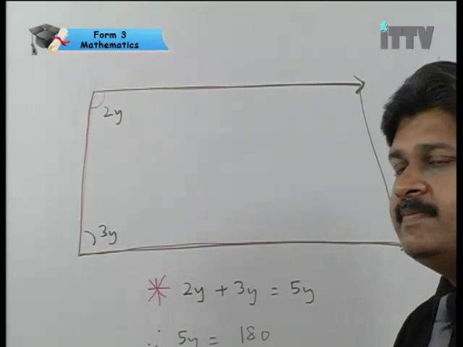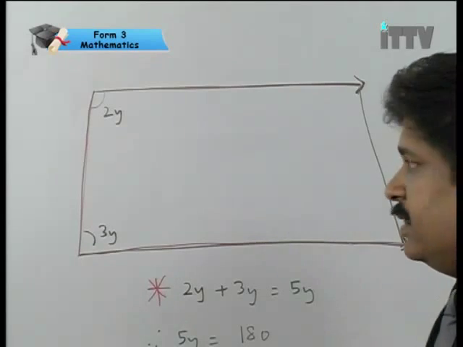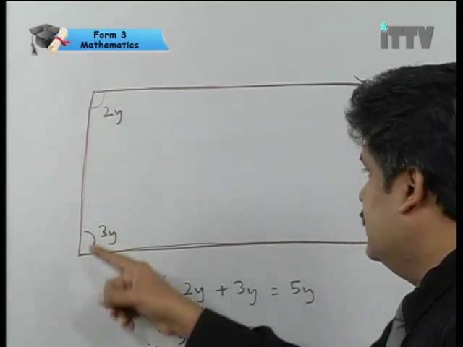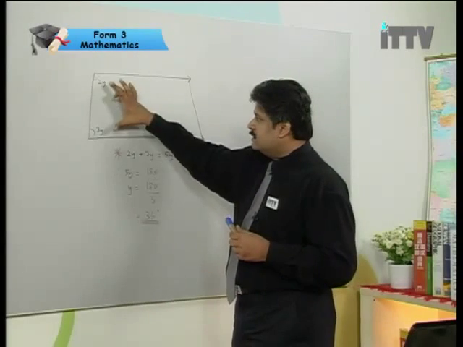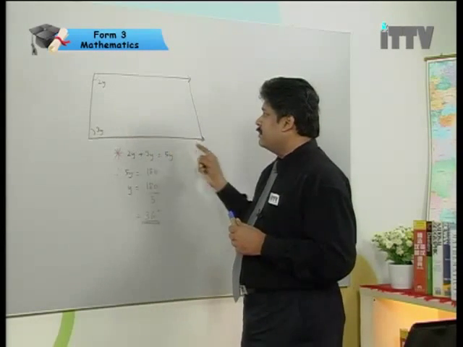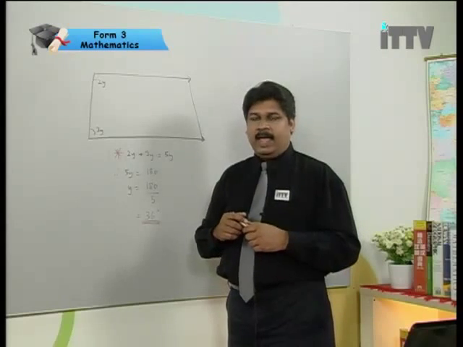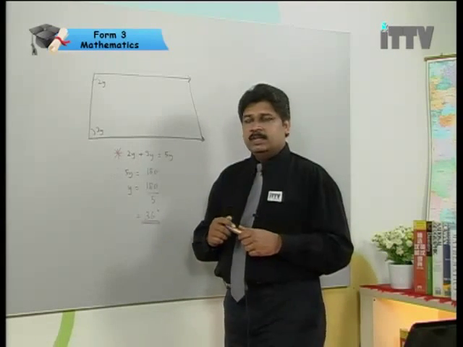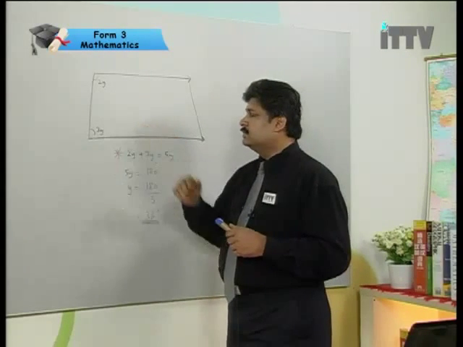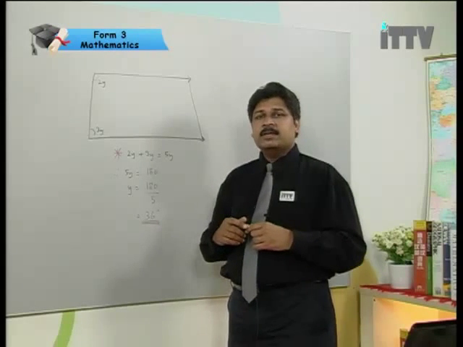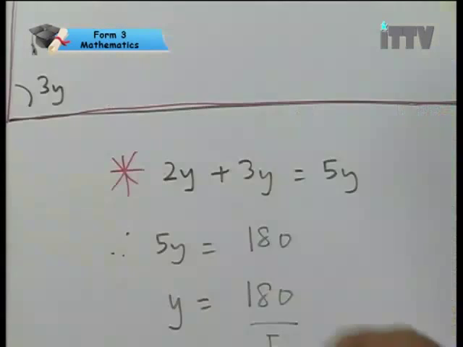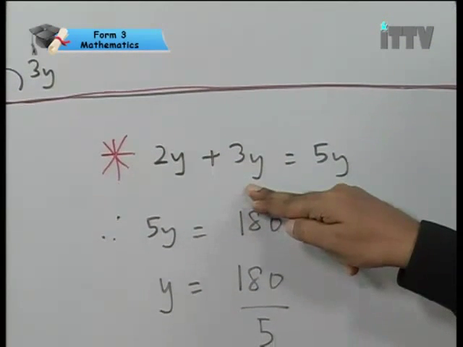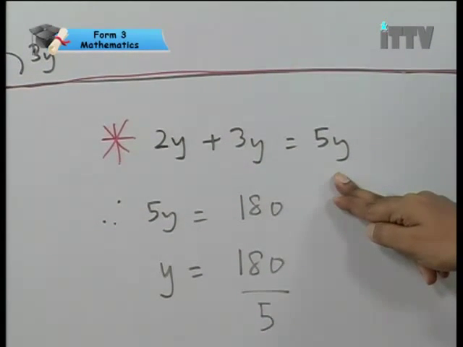Now immediately you would be able to see that since this is a parallel line and transversal, the angles inside this diagram form interior angles. If you remember, the sum of interior angles is 180 degrees. That is the reason why I put the sum here. 2y add 3y gives me 5y.